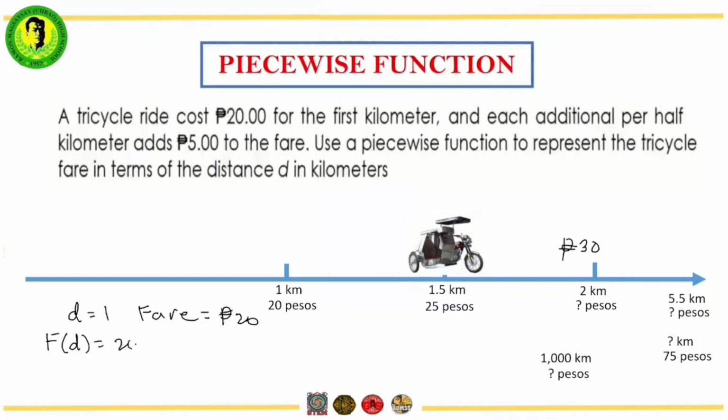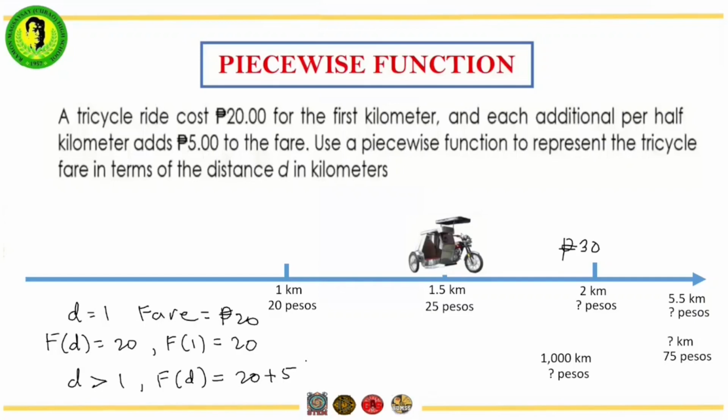For the first function, let's say d is equal to 1 kilometer and fare is equal to 20 pesos. Now, what if the distance is greater than 1 kilometer? We can formulate our second function. So for distance greater than 1, the function f(d), or fare d, is equal to 20 pesos plus 5 pesos for every half kilometer.